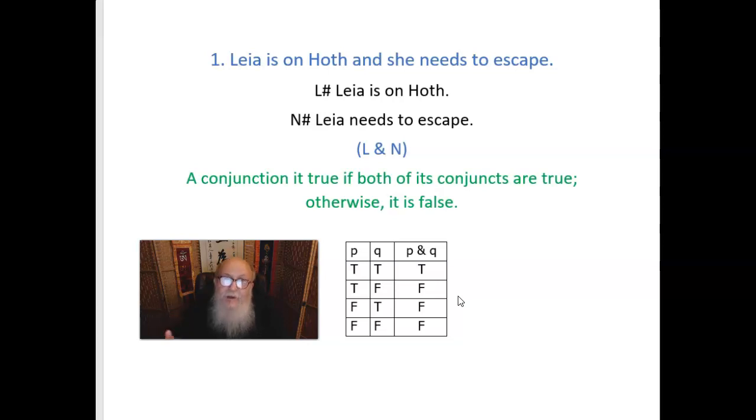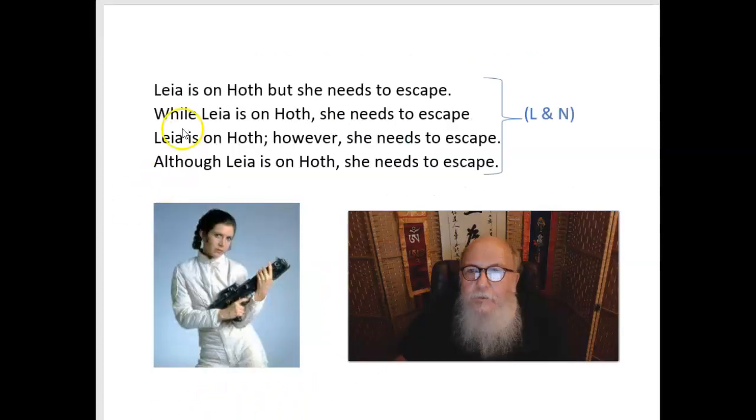In normal language, we might mean more than this, but as logicians, we're only interested in the logical meaning we abstract from the language. So, other English words are reduced to the core logical meaning of "and," and that'll hold true of the other operators as well. So though all these sentences are very different in English, they all mean the same thing, or would be translated the same in our symbolic language. Leia is on Hoth, but she needs to escape. While Leia is on Hoth, she needs to escape. Leia is on Hoth, however, she needs to escape. And although Leia is on Hoth, she needs to escape. L & N.